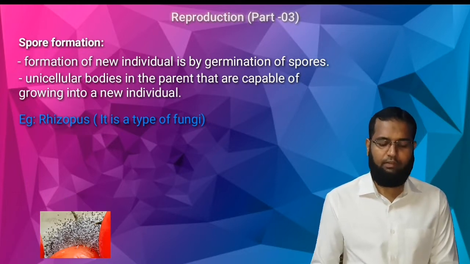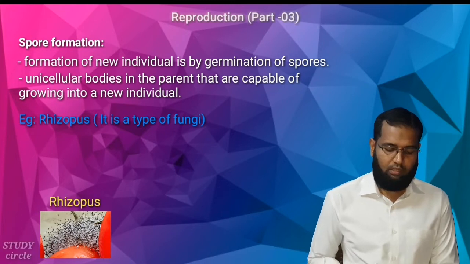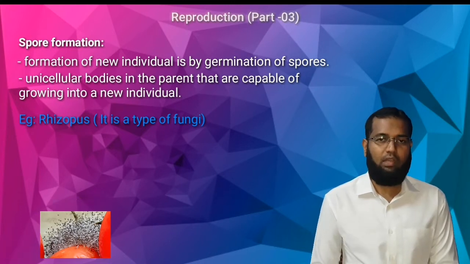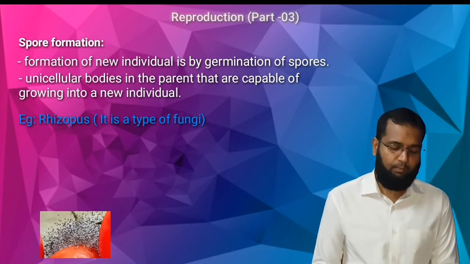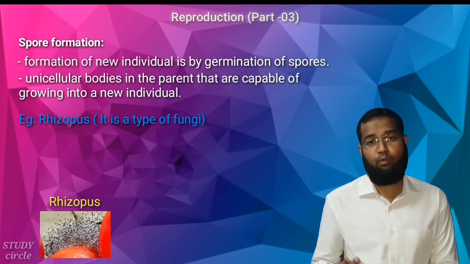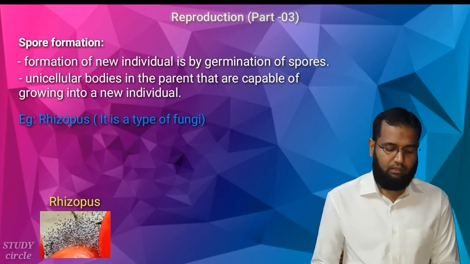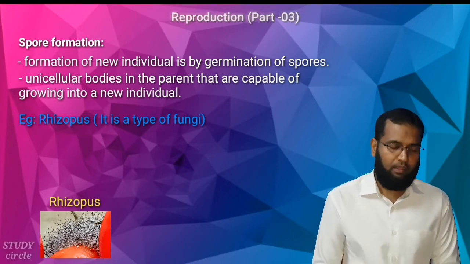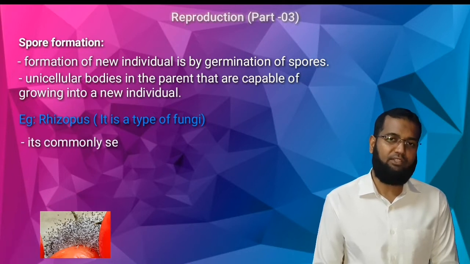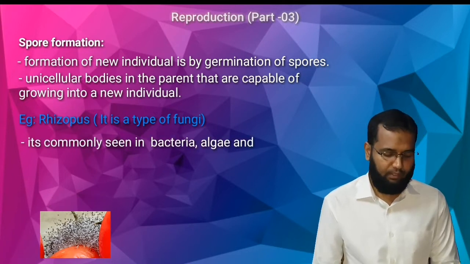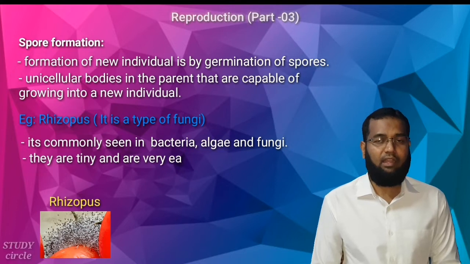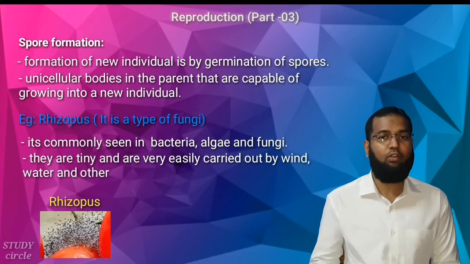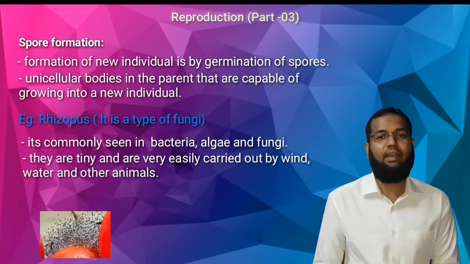These spores are covered with a thick wall in unfavorable conditions. But when they come in contact with a moist surface, this wall breaks and the spores get released and begin to grow. It is most commonly seen in bacteria, algae and fungi. They are very tiny and very easily carried by wind, water and other animals.